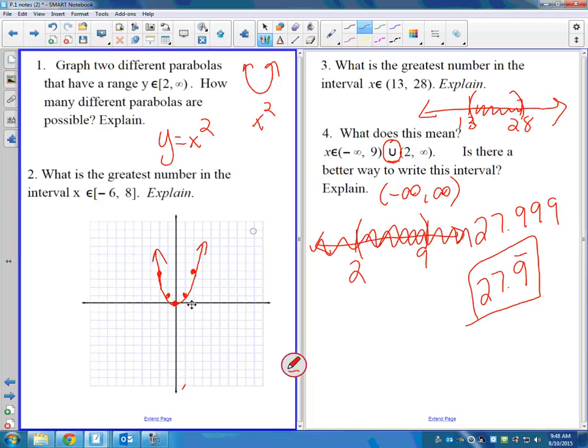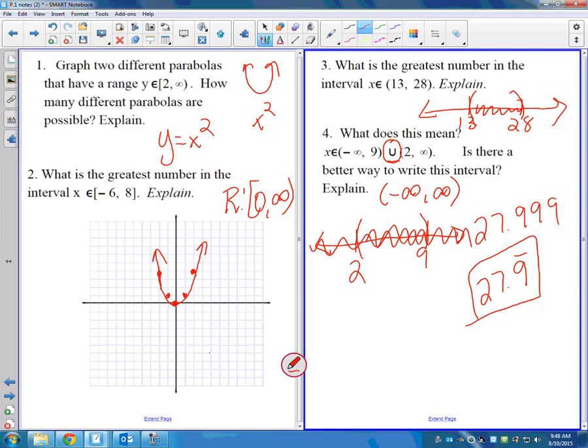It definitely starts at 0, right? So the range of that would be 0 to infinity, or is it negative infinity up to 0? The positive y's are included, right? So it would be including 0 to infinity. That would be the range of the graph y equals x squared. Does that help? Okay, so now let's think about this problem again.